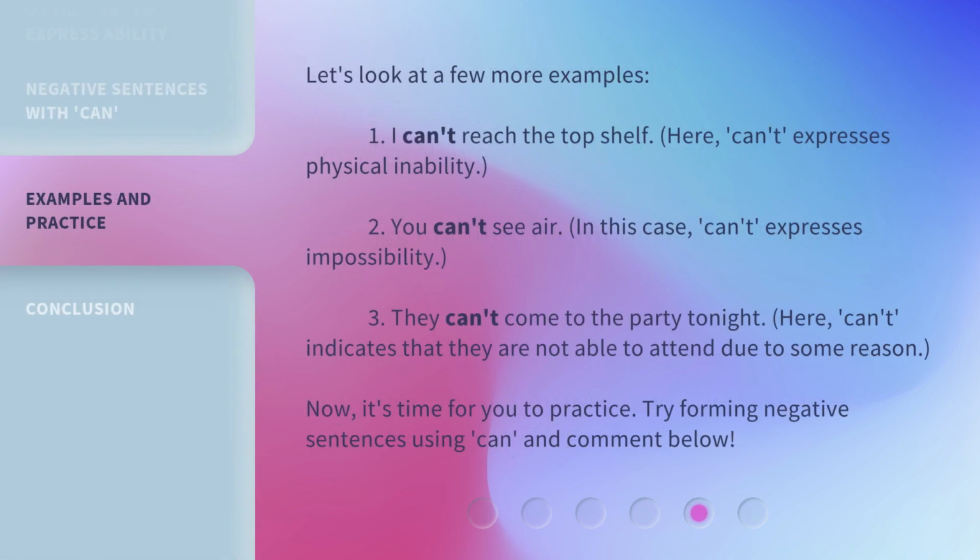Let's look at a few more examples. 1. I can't reach the top shelf. Here, can't expresses physical inability. 2. You can't see air. In this case, can't expresses impossibility. 3. They can't come to the party tonight. Here, can't indicates that they are not able to attend due to some reason.